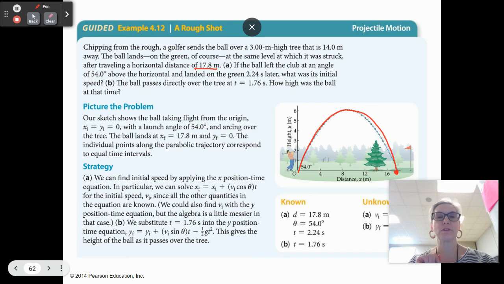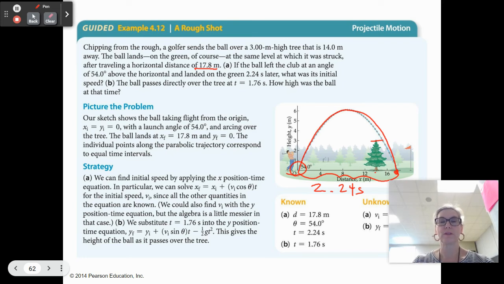We're told that we have 54 degrees, and we're told that our time is 2.24 seconds later. So this whole distance here is covered in 2.24 seconds. And then it passes the tree, which is right here, in 1.76 seconds. All right. So our initial x position and initial y position are both 0 since you're starting on the ground.